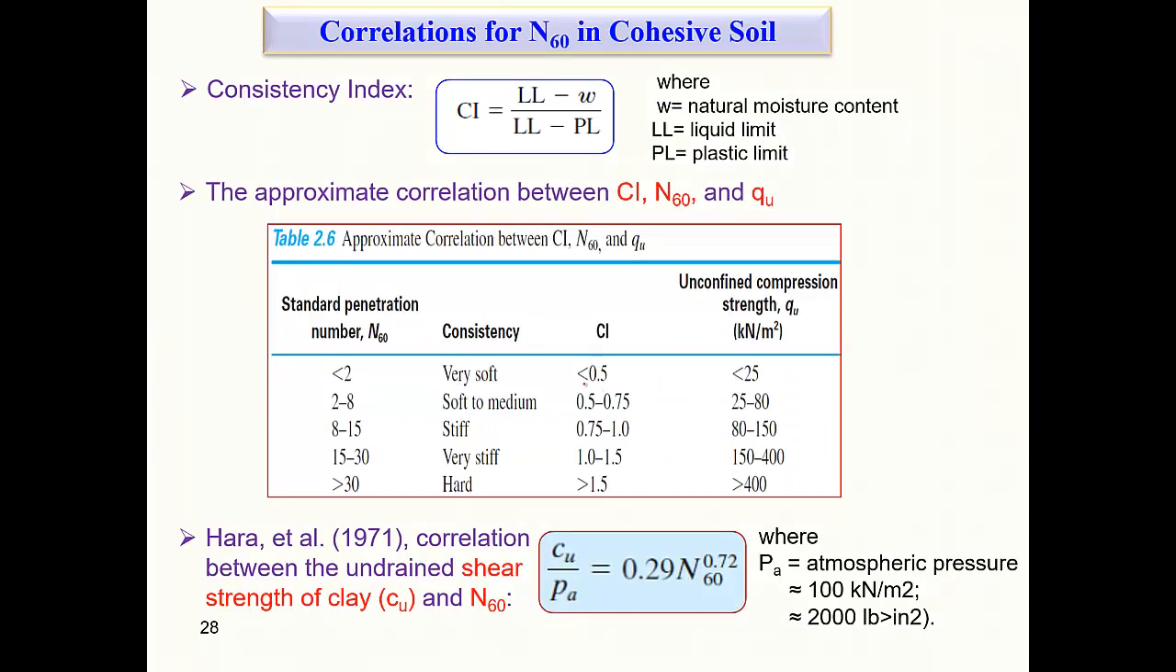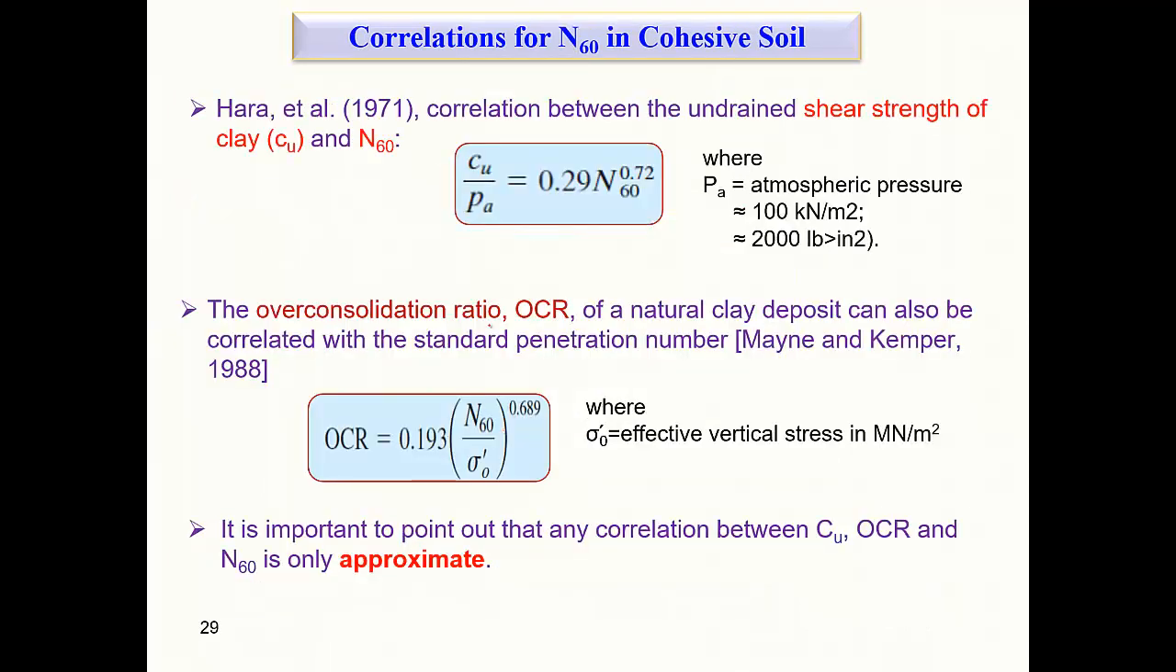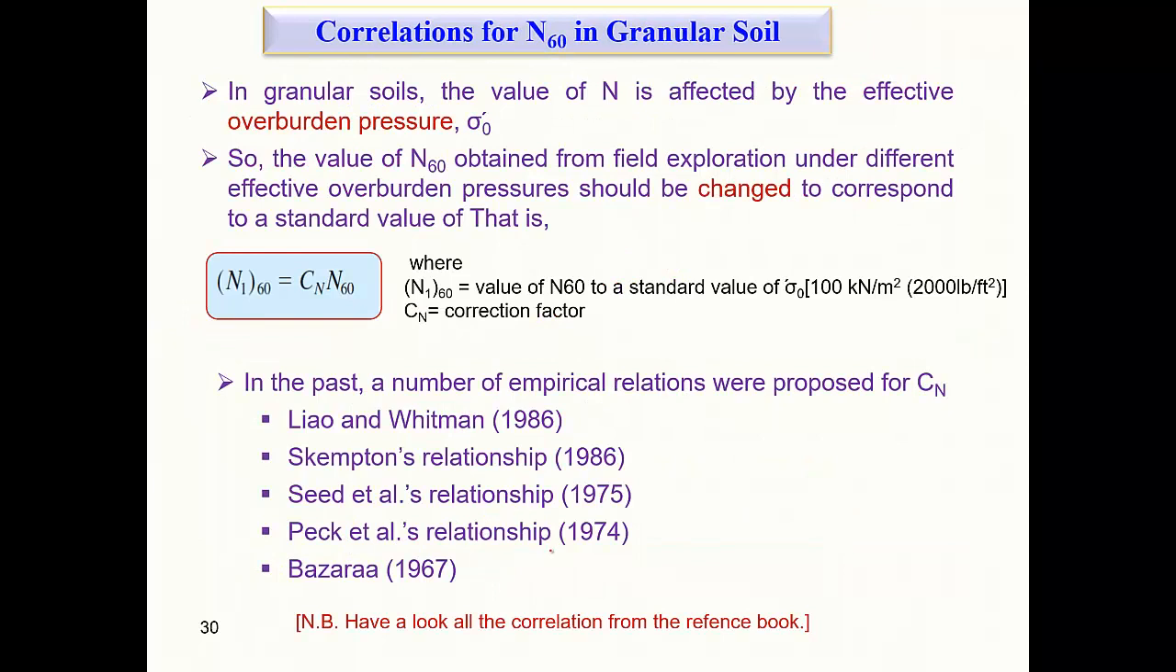Then we tried to calculate some properties of soil, like consistency index, then shear strength, also the compression strength, and after that we tried to calculate the OCR, that is the over consolidation ratio of soil. And I already mentioned that all the values we are calculating from the N60 or from the field data of N are all approximate. Okay. Then we also started the discussion for granular soil particularly, so we'll continue for the granular soil.